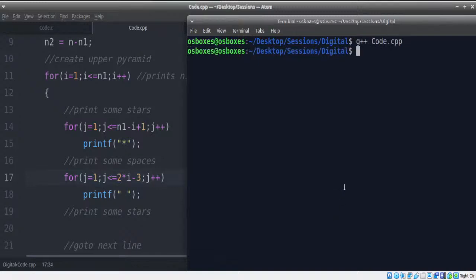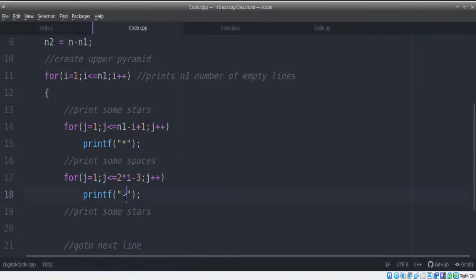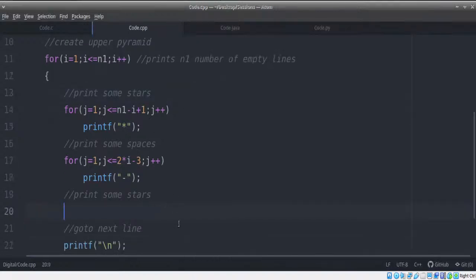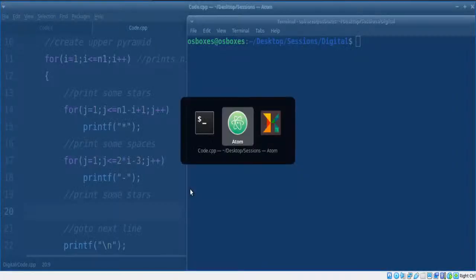Even if we compile and run, we can't see the output here. If I give something like 7, I cannot see spaces. So to see spaces, I'll just replace it with a hyphen. Let's see if it works. Here, if I give 7, I get these values as expected. First line none, second line 1, third line 3, fourth line 5 spaces. So this now works perfectly. Now let's go ahead and do the last part where we need to print some stars.